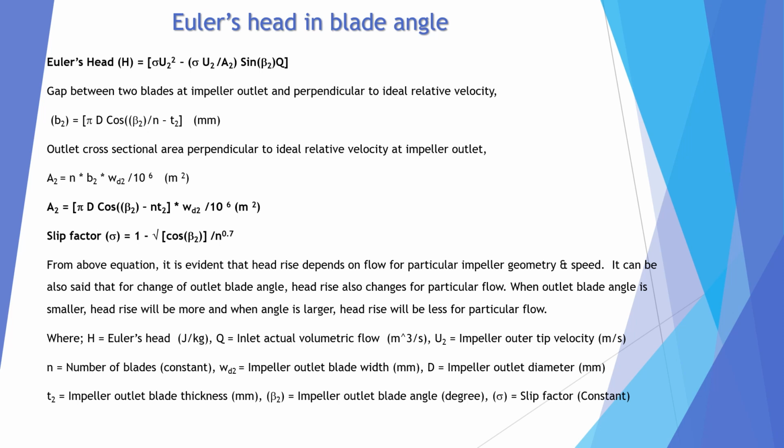Where H is Euler head in joule per kg, Q is inlet actual volumetric flow in meter cube per second, U2 is impeller outlet tip velocity in meter per second, N is number of blades, WD2 is impeller outlet blade width in mm, D is impeller outlet diameter in millimeter, and T2 is impeller outlet thickness in millimeter. Beta 2 is outlet blade angle in degree, sigma is slip factor.